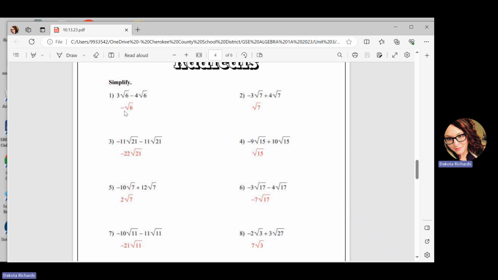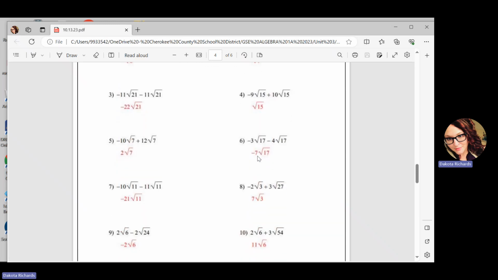Number 1 is negative square root 6. Number 2 is square root 7. Now you could have put a 1 in front of that. On number 2, you could have also, for number 1, you could have put it as negative 1 square root 6, okay? 3 is negative 22 on the square root of 21. Number 4 is the square root of 15. Again, you could have had a 1 in front of it or left it just like this.